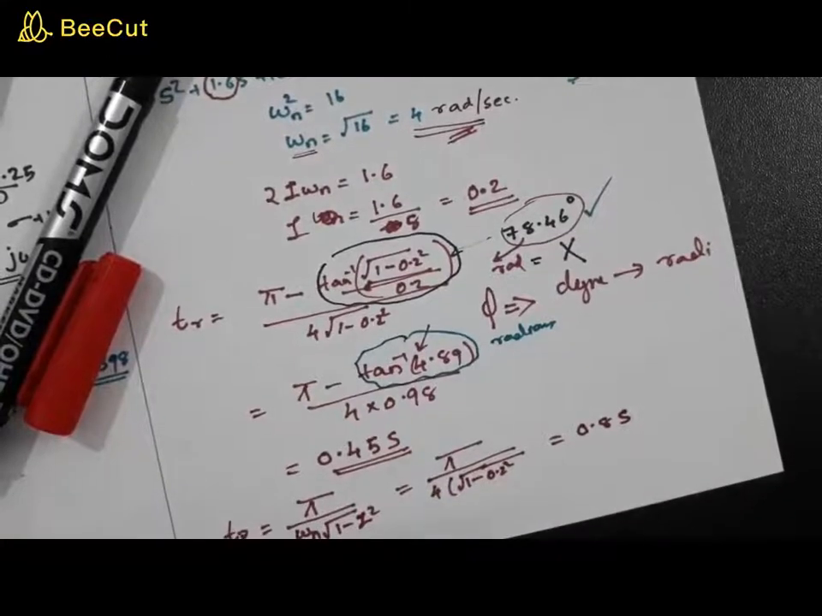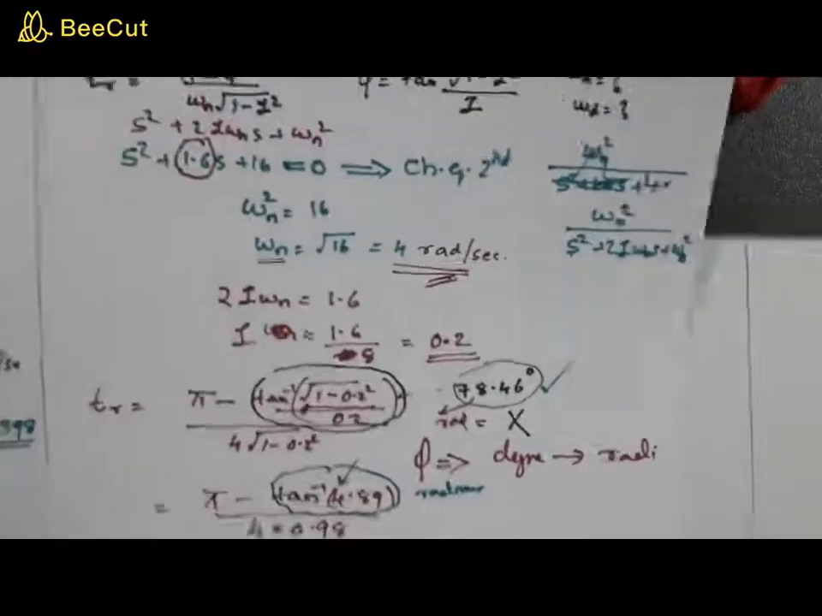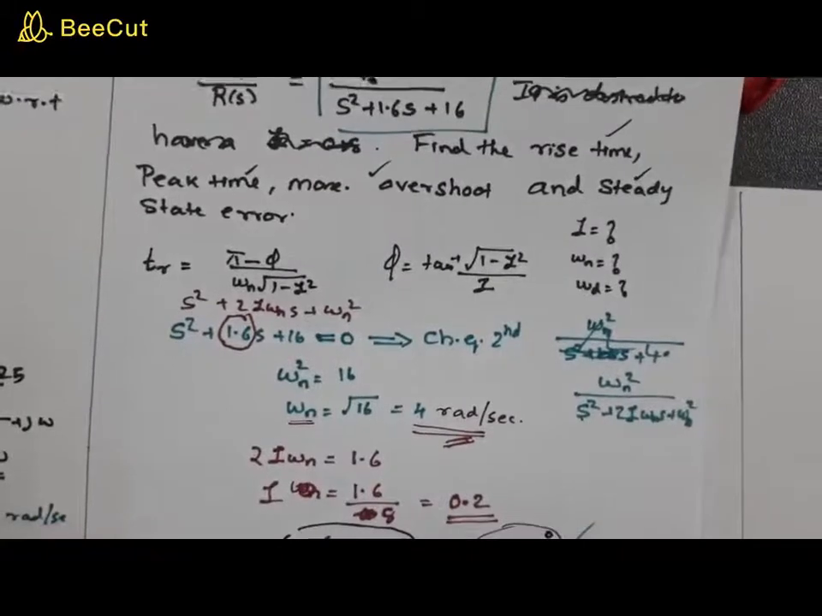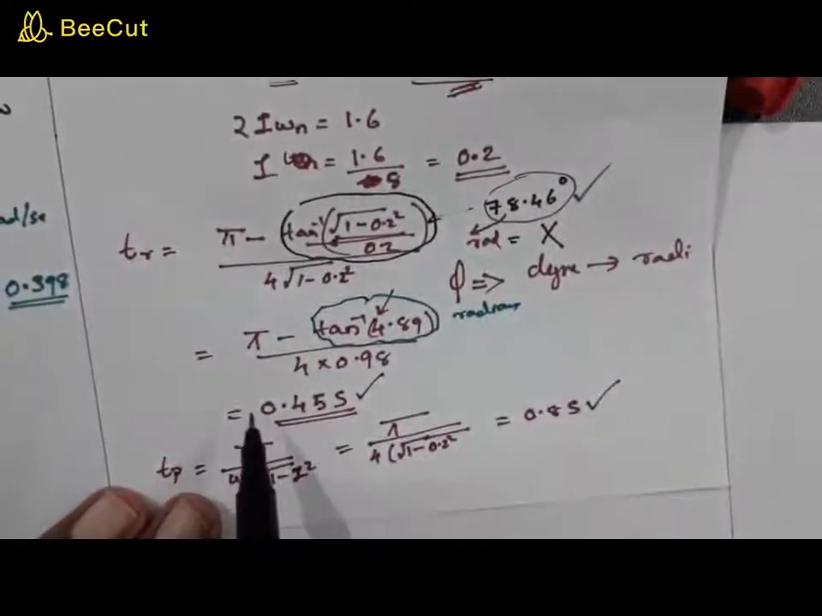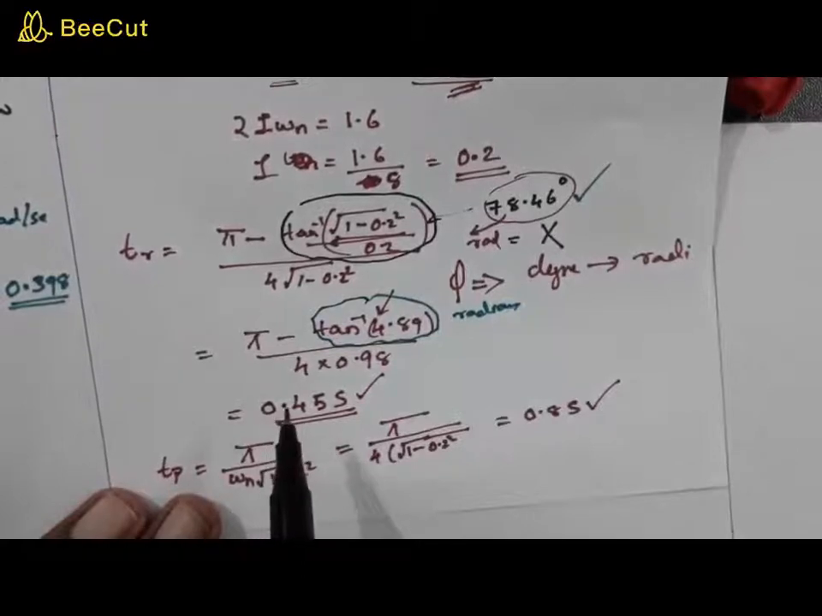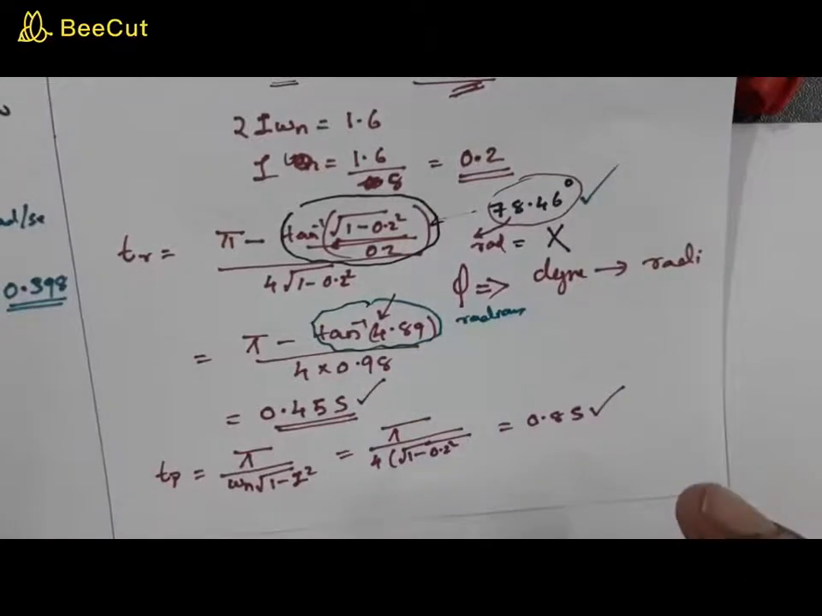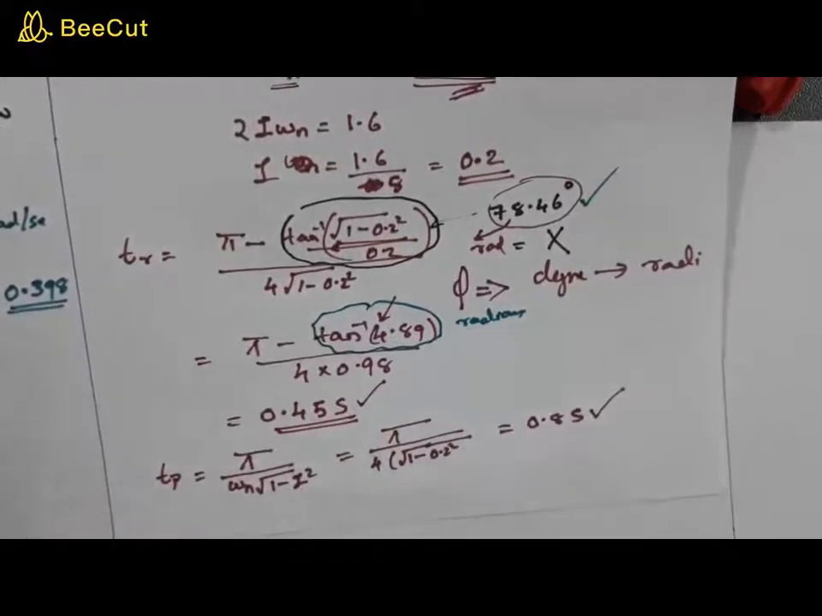Okay, now next is, so we have seen the rise time and peak time. Rise time is found out to be 0.4 second and peak time is 0.8 second. Note that peak time is greater than rise time. You must remember the response of the second order system, and in that also you can see that TP is greater than TR. So this is 0.8 seconds.